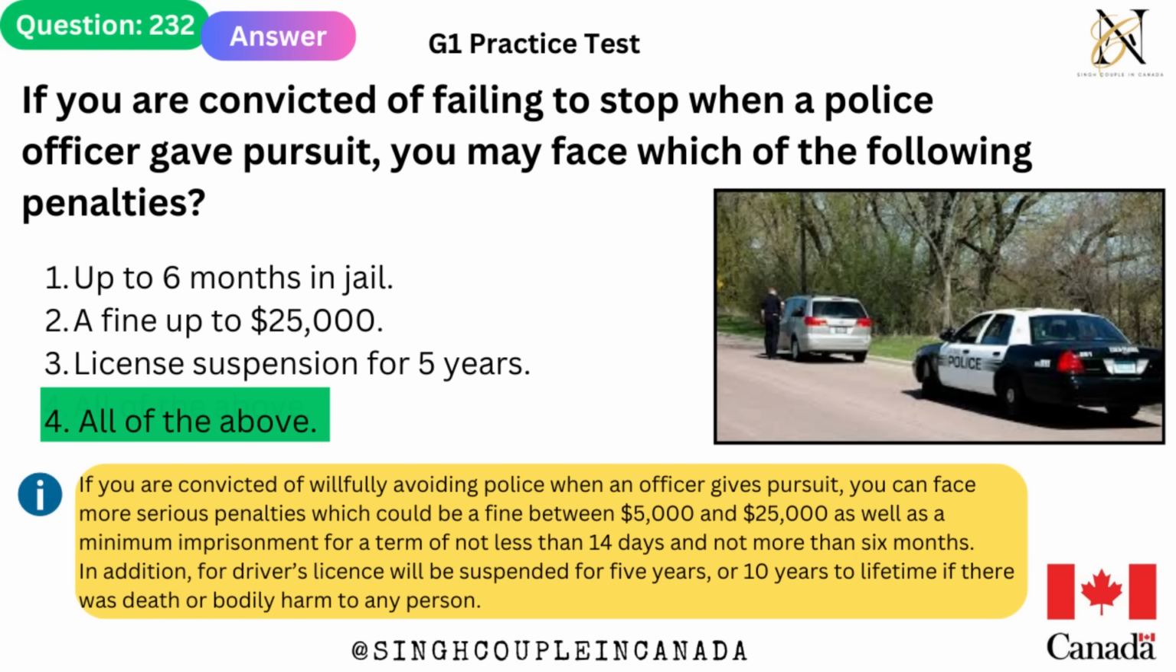If you are convicted of willfully avoiding police when an officer gives pursuit, you can face more serious penalties, which could be a fine between $5,000 and $25,000 as well as a minimum imprisonment for a term of not less than 14 days and not more than 6 months. In addition, your driver's license will be suspended for 5 years, or 10 years to lifetime if there was death or bodily harm to any person.